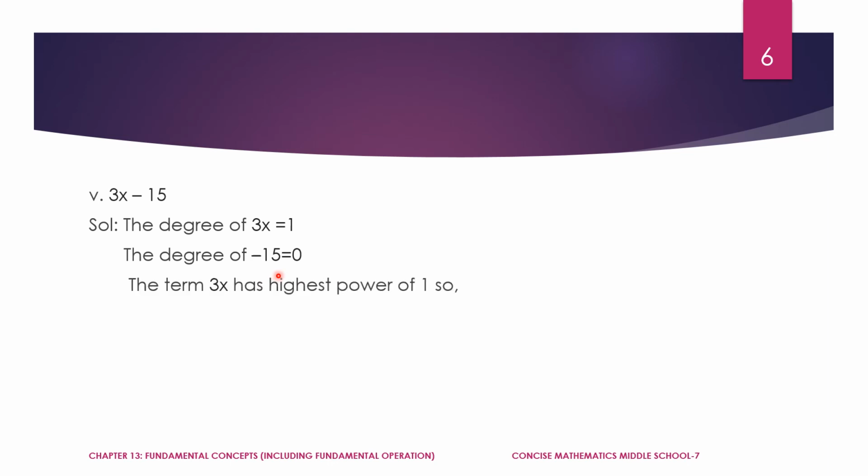Let's move on to the next slide. Here we have just two terms: 3x, and minus 15 is the other term. Let's consider the degree of the first term. x has no exponent written over there, so you should consider it as 1. So 1 will be the degree. The degree of minus 15 will be 0, because there are no variables beside it, so it should be considered as 0. The term 3x has the highest power of 1. So 1 is the degree of this polynomial.